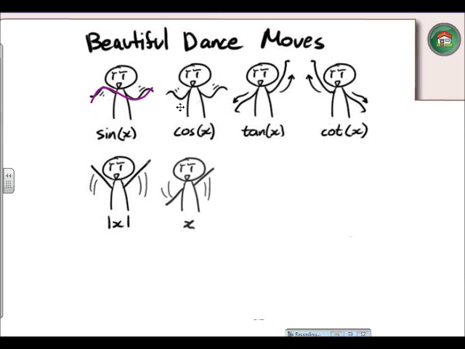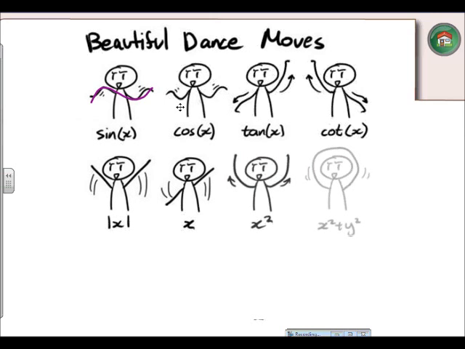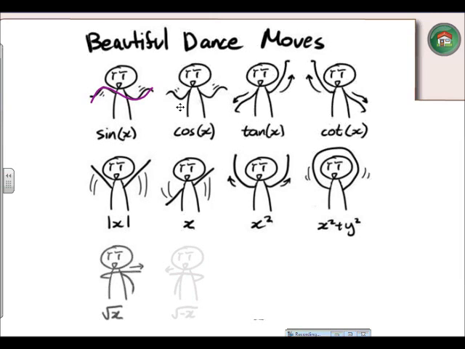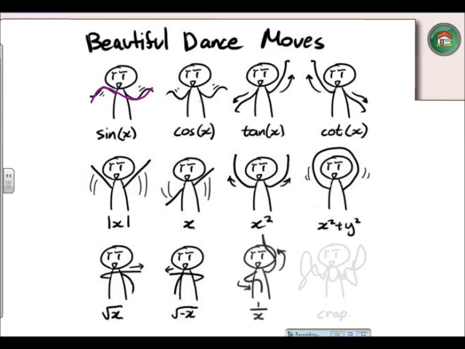Then we've got just y equals x. Hey, x squared. We've got a circle, x squared plus y squared. Then we've got square root of x. Then we got the square root of negative x. Then we got 1 over x. Great dance moves.